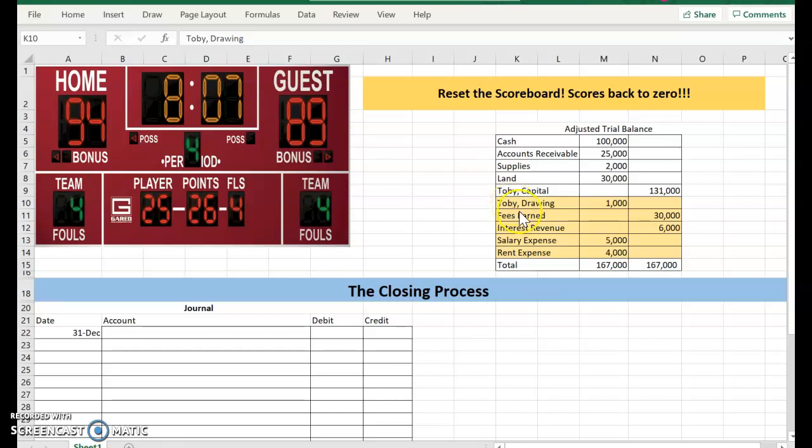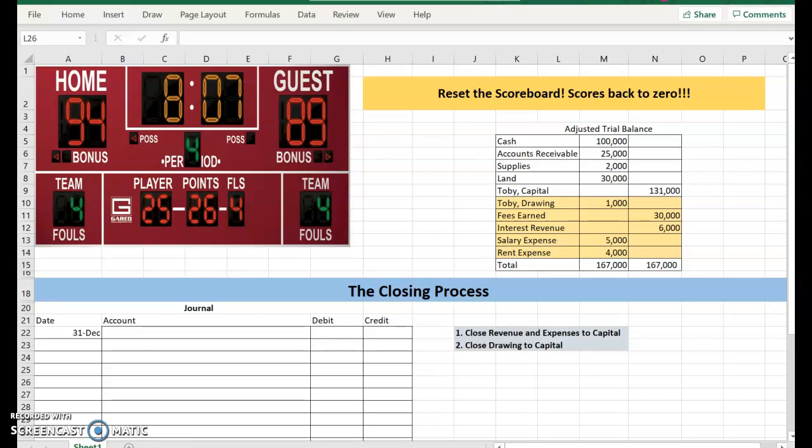So when we say we want to close the temporary accounts, just like a scoreboard, we want to get the balance back to zero. We're going to do this in two steps. In the first step, we're going to close revenue and expenses to capital. And in the second step, we're going to close drawing to capital. So those are the two steps. So when we say close, we mean get the balance to zero.